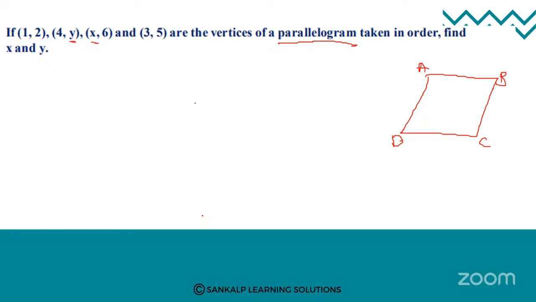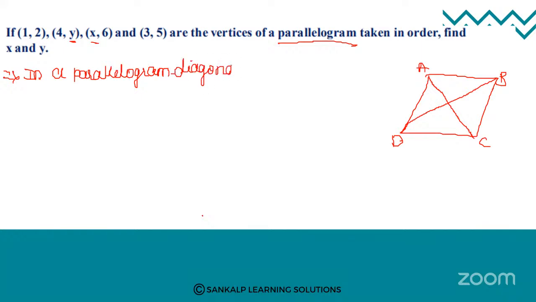So for that, see, when you consider a parallelogram, when you draw the diagonals, they bisect each other. So in a parallelogram, diagonals bisect each other, right? Then in a parallelogram, diagonals bisect each other.